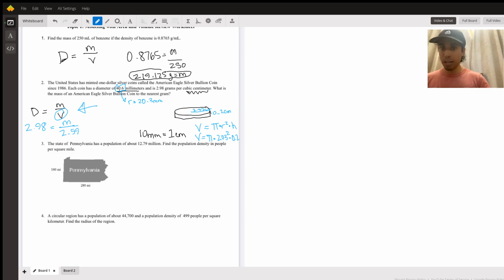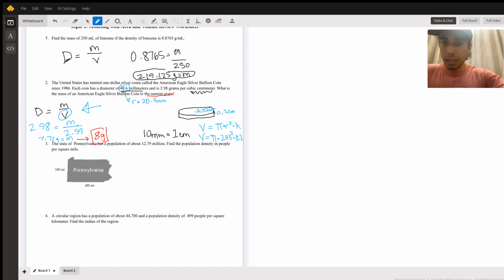Multiply that 2.59 over to both sides, and that's going to give you your answer, which is the mass is 7.7, or about 7.72 grams equals the mass. But notice, again, always read the problem. It says to the nearest gram. So rounding that to the nearest gram, it's going to give us a mass of 8 grams.